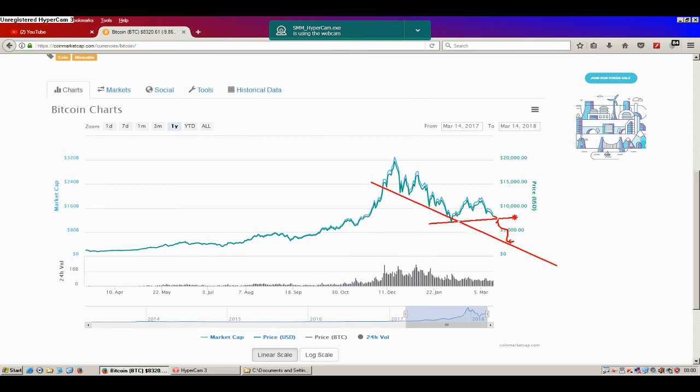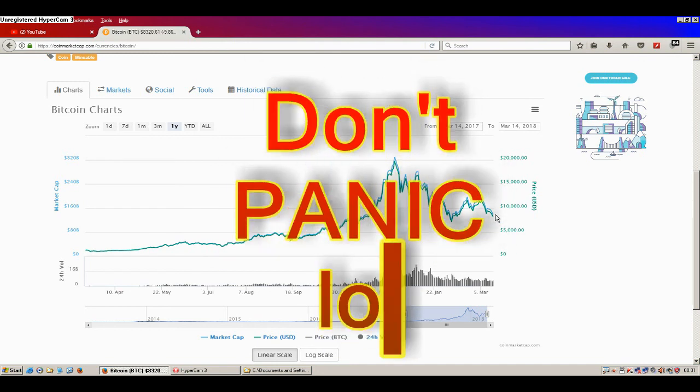So in my opinion, I think it's very likely that it will go up. Anyway, either way, it's obvious to see what it's going to do from the chart, so all I can say is don't panic.